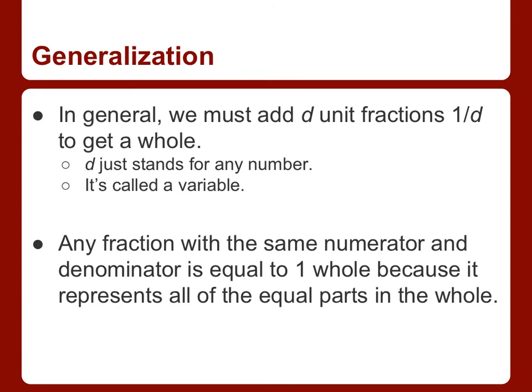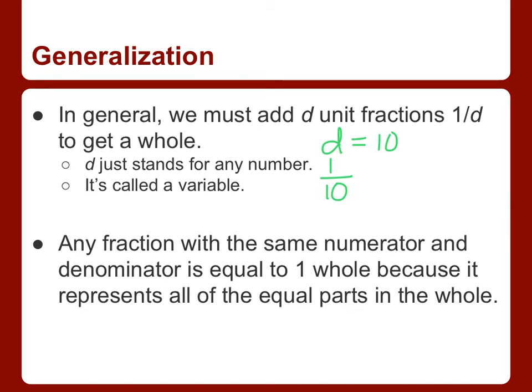In general, this is the generalization: we must add d unit fractions, 1 over d, to get a whole. D just stands for any number. It's called a variable. So let's say, for example, that we were going to build a whole from tenths. That means that d is equal to 10. 1 over 10 would mean that we would have to add 1/10 ten times in order to equal 1 whole.